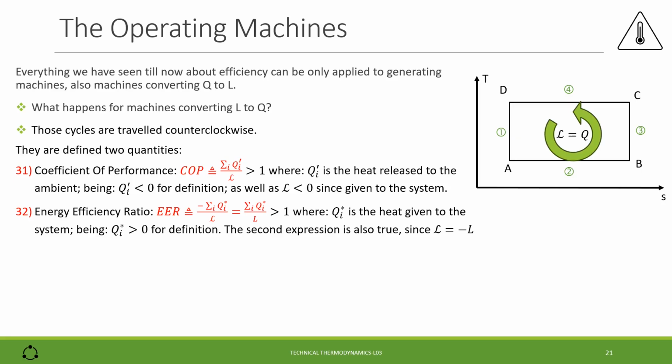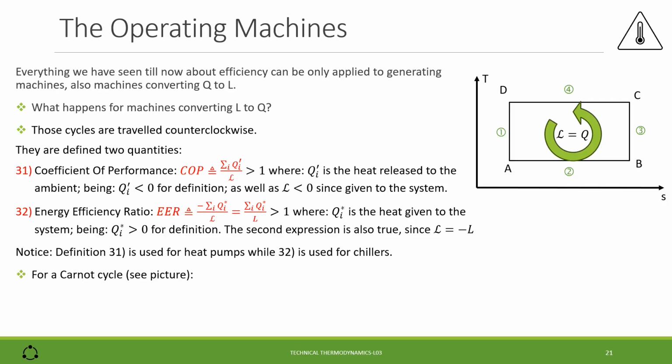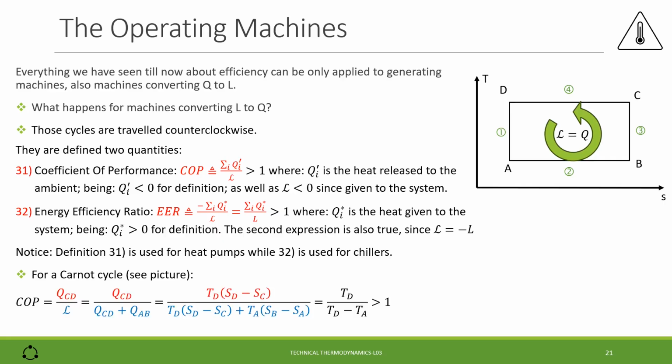Q* is the heat given to the system, being Q* positive by definition. Definition 31 is used for heat pumps, while definition 32 is used for chillers. For a Carnot cycle, like displayed in the picture, we can express COP as QCD over thermodynamic work, and the work we can express as the sum of QCD and QAB.